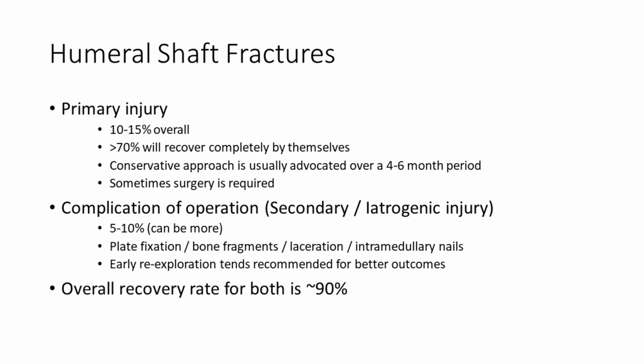Now, in terms of secondary injuries, so if, for example, plating has to occur to a fractured humerus, the actual rate of injury can vary between 5 and 10% on the whole, can be more, and that will depend on exactly what's happened, whether it's plate fixation, problems with lacerations, nailing, bone fragments, all sorts of potential causes. And in that scenario, if the surgeon thinks that there may have been an iatrogenic injury there, then early re-exploration tends to be recommended for better outcomes. And overall, if you put the two together, the recovery rate is about 90% in the literature.